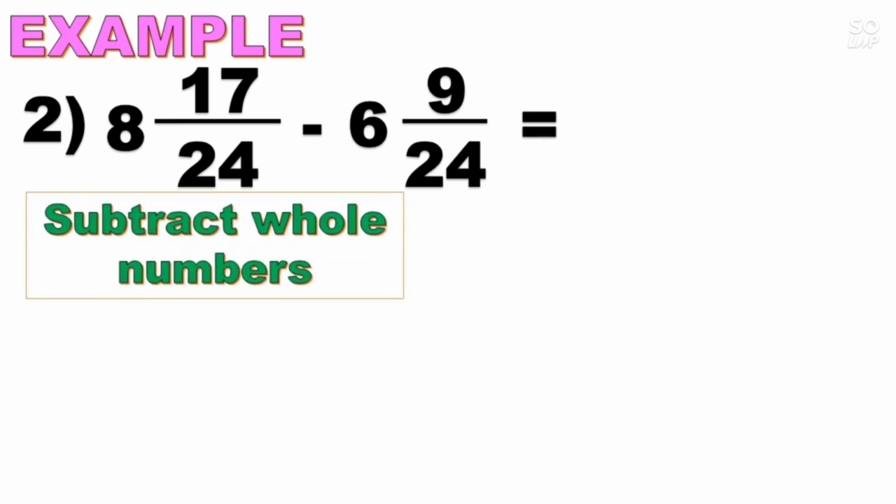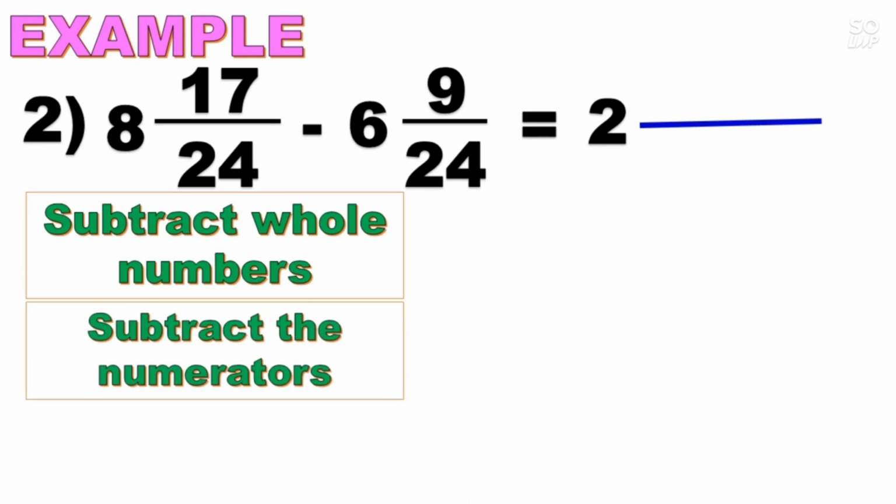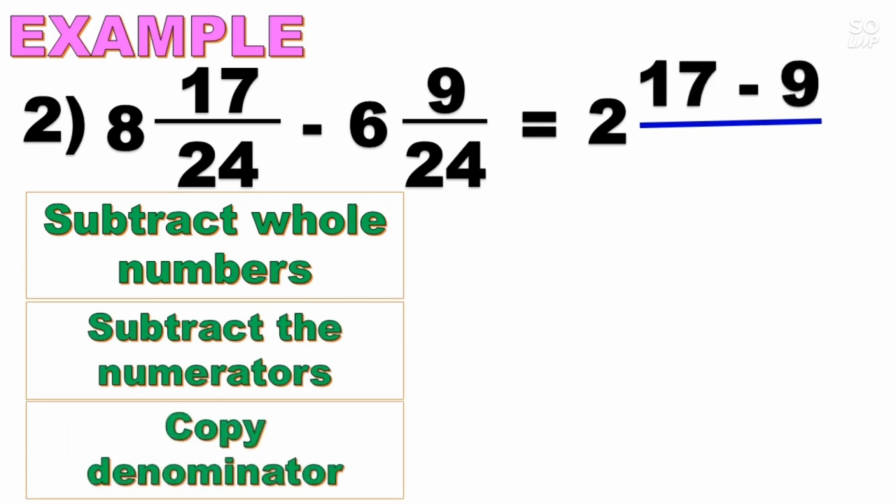So, ang gagawin lang natin, isusubtract ang whole numbers. So, we have 8 minus 6 is 2. And then, the next step is subtract their numerators. So, 17 minus 9. And then, copy the common denominator. The common denominator is 24.